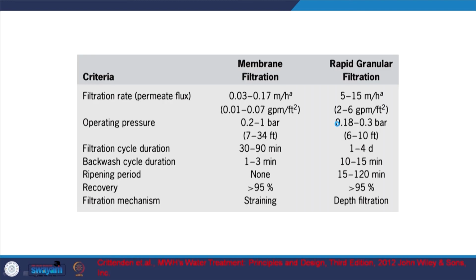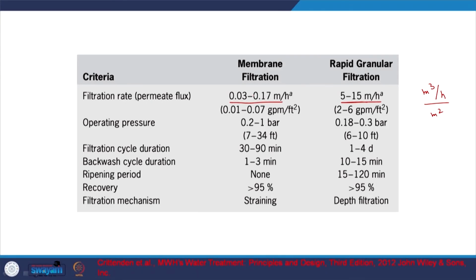So, one aspect is we should consider the filtration rate, as I mentioned, between membrane filtration and rapid granular filtration. Here you see that it is 5 to 15 meters per hour, or 5 to 15 meter cube per hour per meter square of the relevant bed, but here you see that it is pretty low, 10 times or 100 times lower. So, how is it that I am able to achieve the level of treatment required while also being able to cater to the needs of this high volume of water?